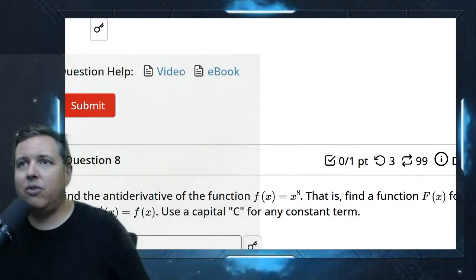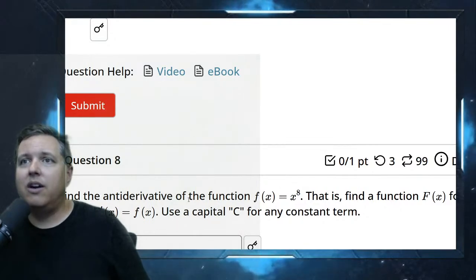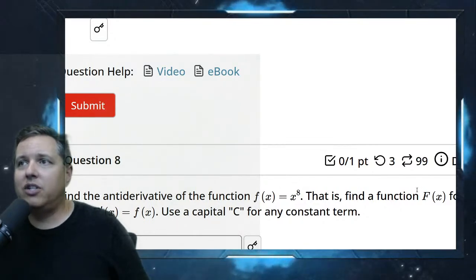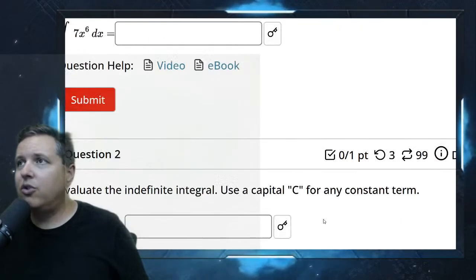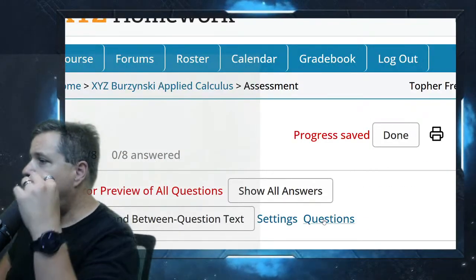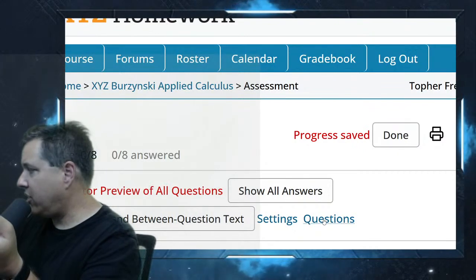Yeah, I guess there's only 8 questions in this first one. Find the antiderivative of this function. Yeah, so you know how to do those. So those are antiderivatives. That's our introduction to integration.